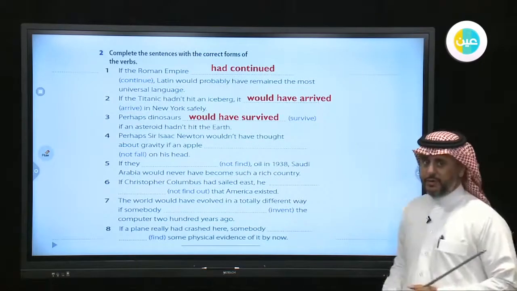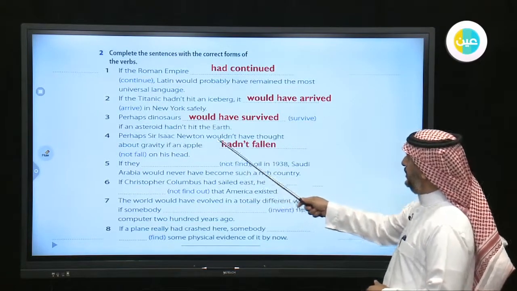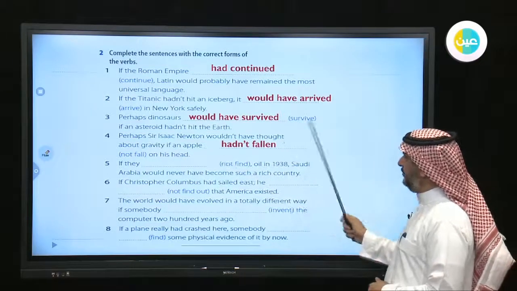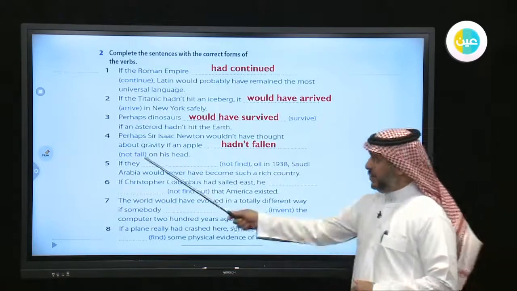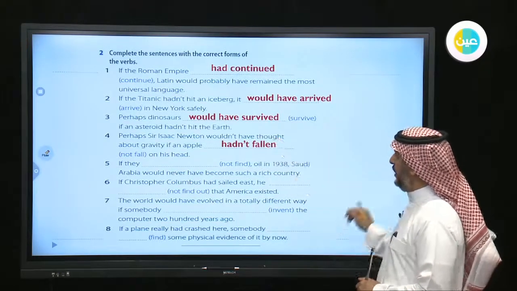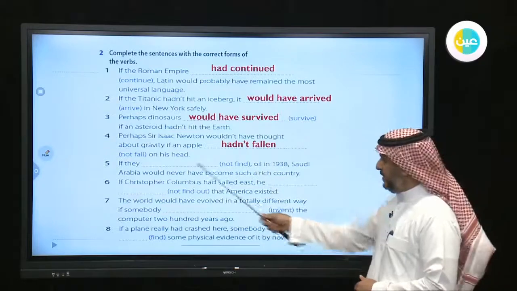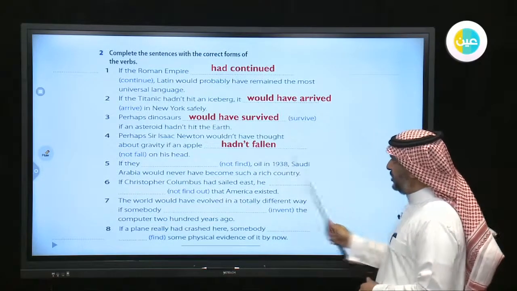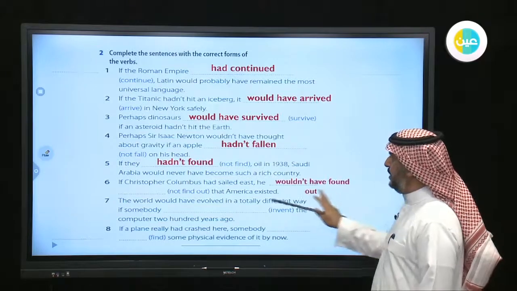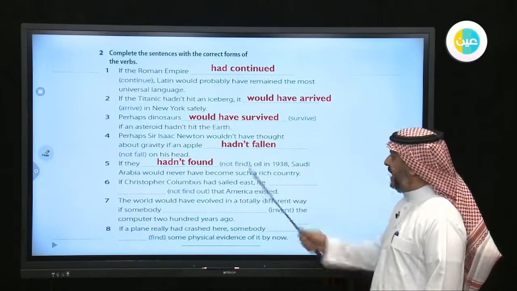Number 4. Perhaps Sir Isaac Newton wouldn't have thought about gravity if an apple hadn't fallen on his head. The verb is not fall, it becomes the third form, hadn't fallen. Number 5, if they, not find, it means negative. If they hadn't found oil in 1938, Saudi Arabia would never have become such a rich country.